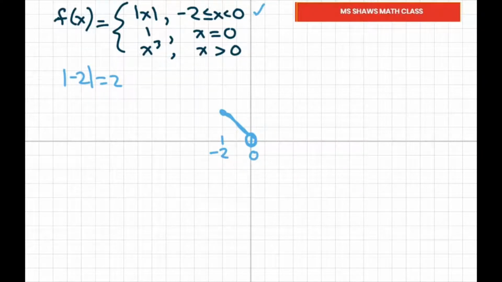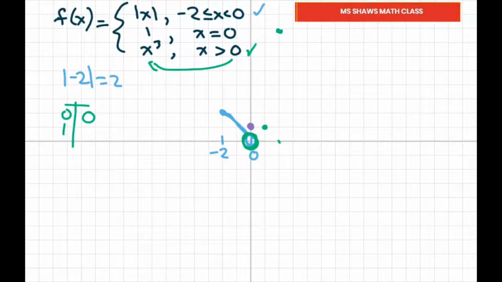Now at 0, we already know that goes to 1, so that's a point. Then we have to determine what's going on with all numbers greater than 0. If you plug in 0, that's just 0, so that's another open circle there. Then you plug in 1, and 1 maps to 1. And 2 maps to 8. When you have a cube, you need 3 points: 0 maps to 0, 1 maps to 1, and 2 maps to 8. If it's not a line, it's going to be a curve. And then 3 would map to 27, so that would go up like that.